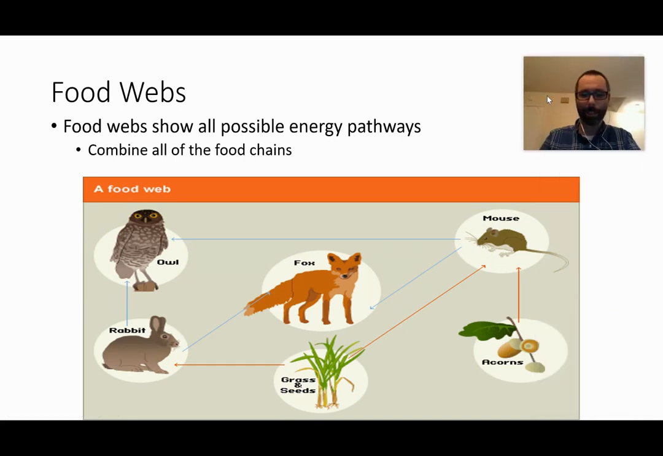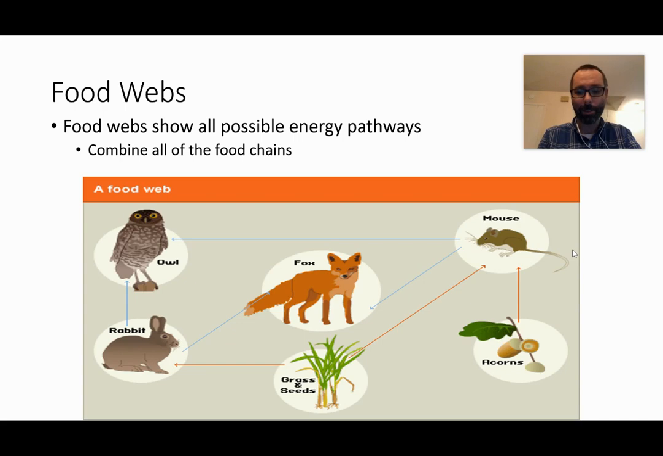And I think this is why I chose these animals, like acorns and mice, because this picture had those animals in it. A food web combines all the food chains. It shows all possible energy pathways, right? And so there are a lot of different interactions that are being shown. And food webs do get complicated pretty quickly, but they show all the possible food chains. So how many food chains are there in this particular image?